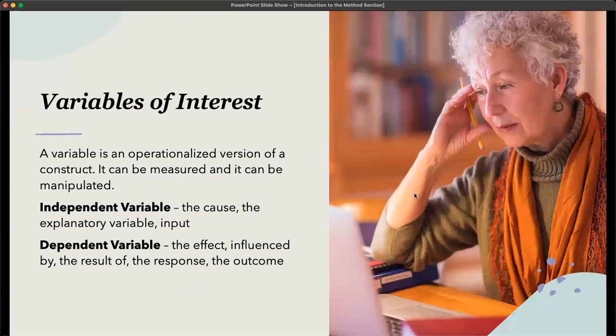Now, one other thing to consider are our variables of interest. A variable is an operationalized version of a construct. It can be measured and it can be manipulated. So an independent variable is the cause or the input, sometimes referred to as the explanatory variable. The dependent variable is the effect, and this is the result, or the response, or the outcome.